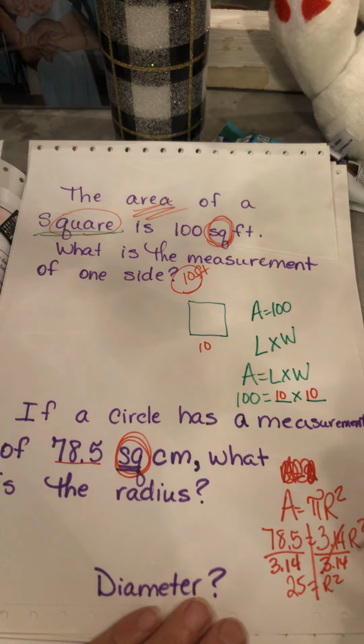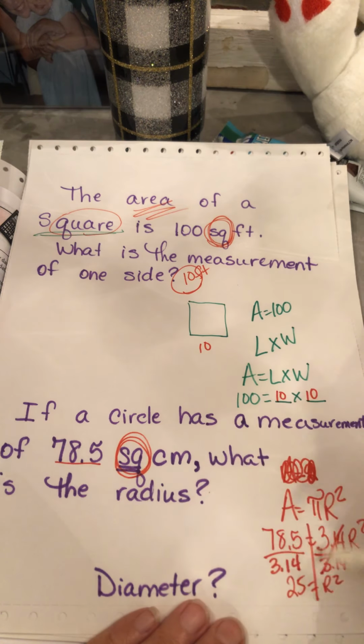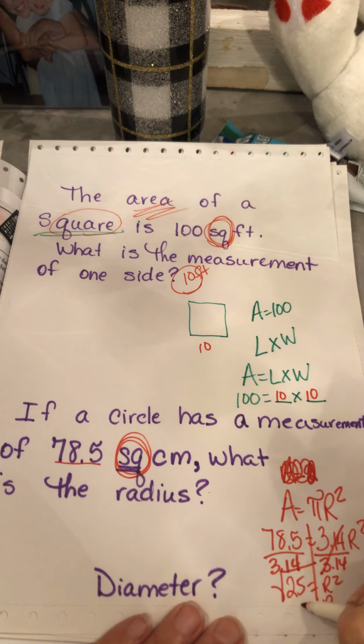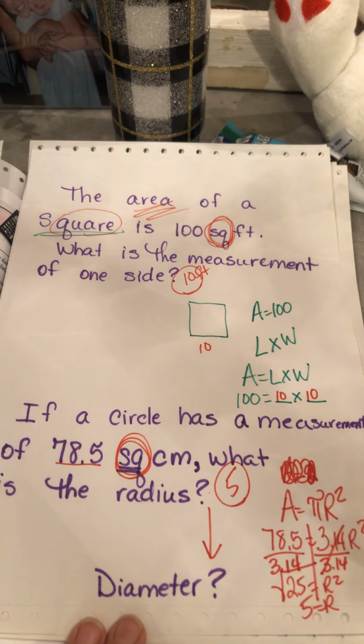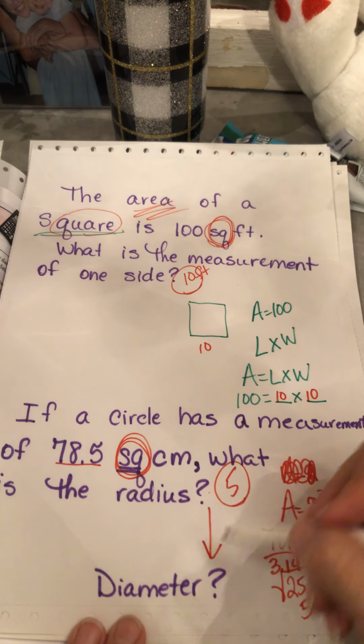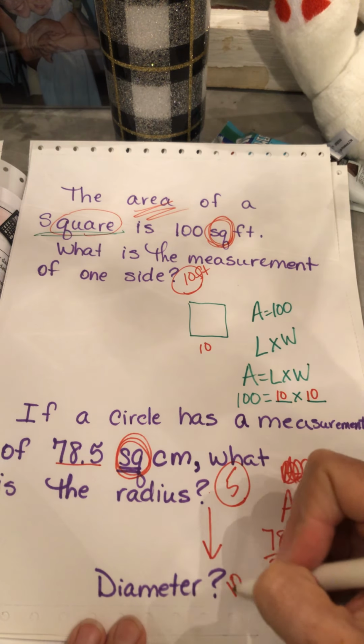But wait a minute, it didn't say what is radius squared, it just said what is radius. So I need to get the square root of 25. What times what gives me 25? 5. What if it would have asked me what's the diameter? Well, I know that the diameter is twice the radius, so I just say 5 times 2 is 10.